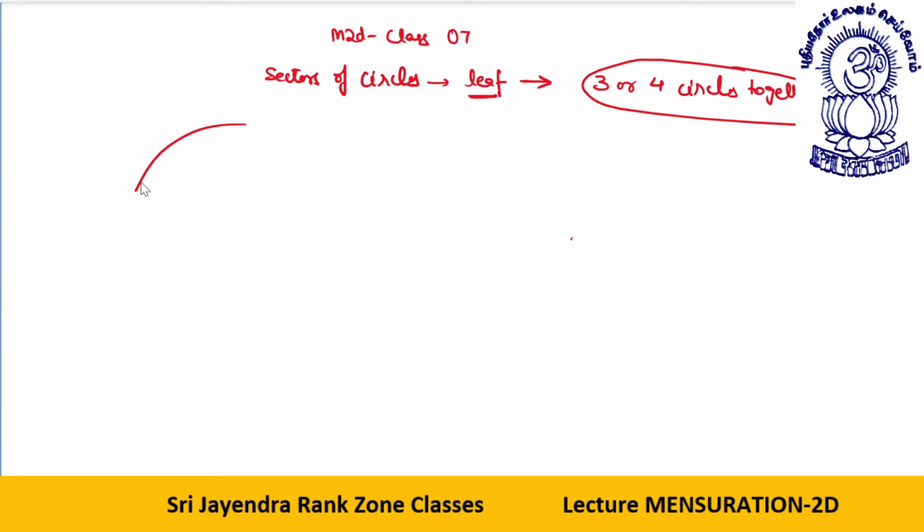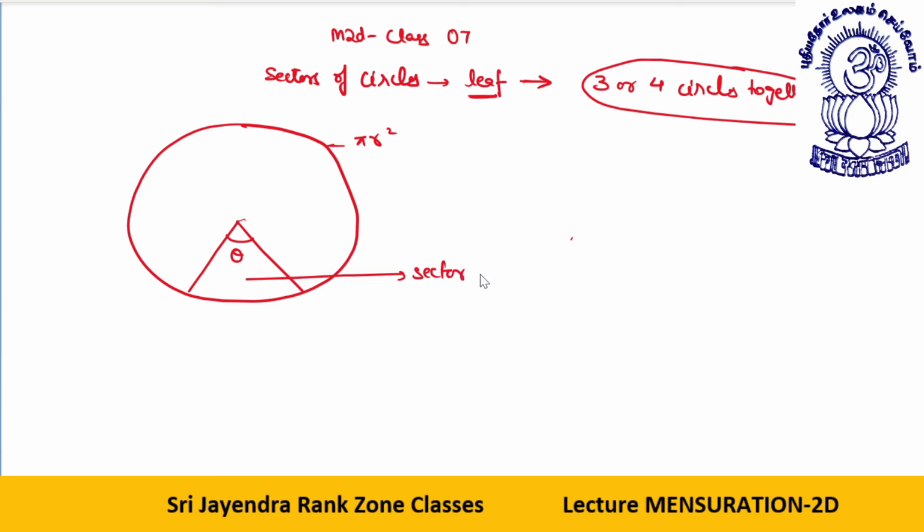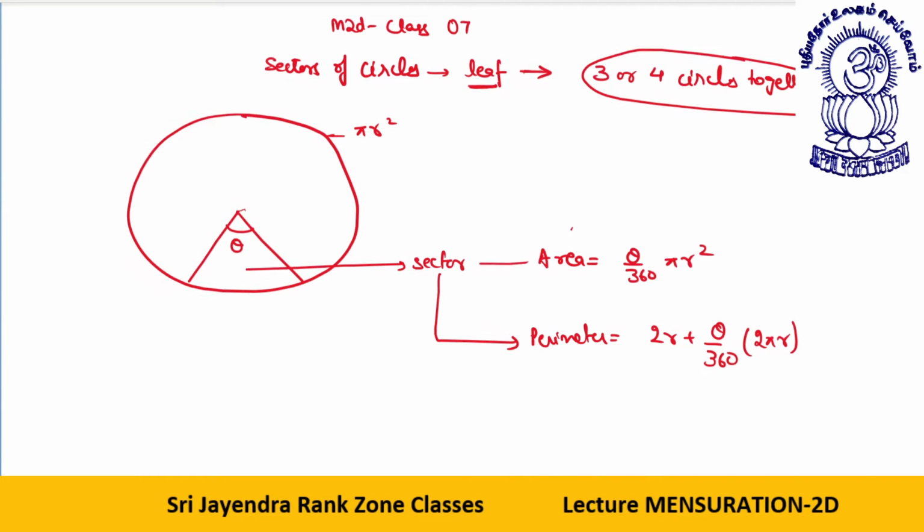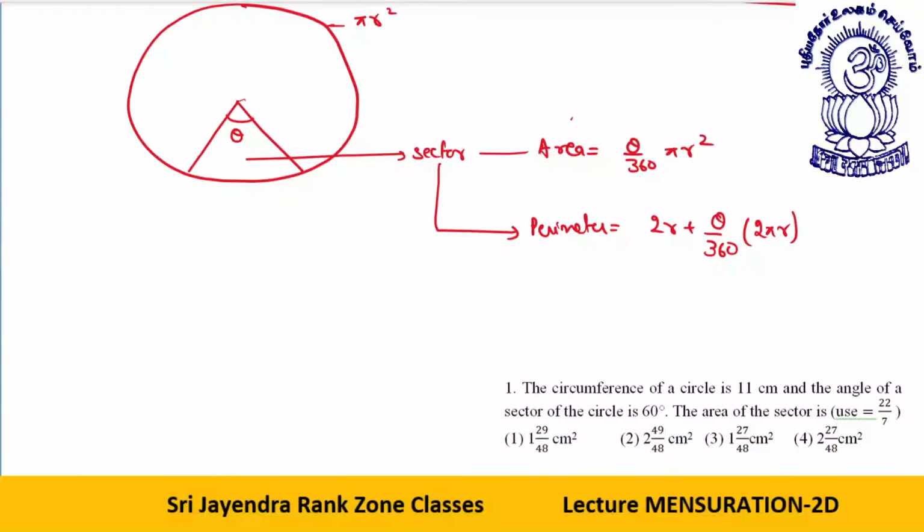So first of all, this is a circle. I am just revising this for you. Area is pi r square. Now, if I talk about this sector, this angle is theta. So this is a sector. Its area will be theta by 360 into pi r square, and the sector's perimeter is 2r plus the length of the arc. The length of the arc is theta by 360 into 2 pi r. These are the basic concepts I'm revising for you. Now let's start with questions.